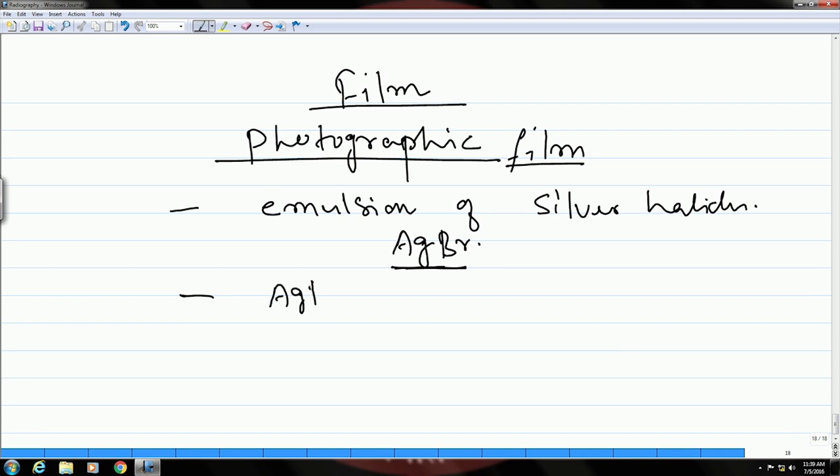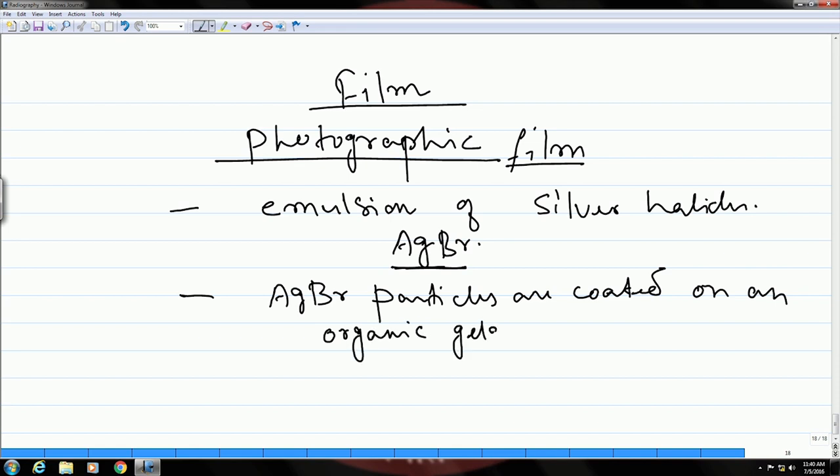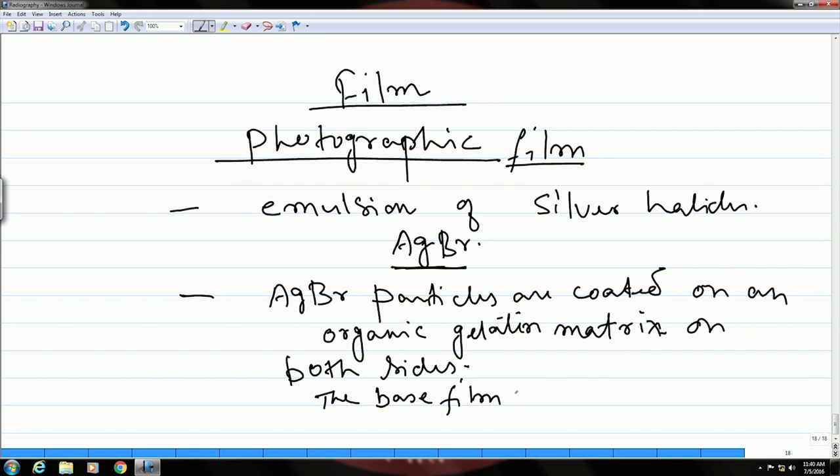So, these AgBr particles are coated over an organic gelatin matrix on both the sides. The thickness of the base film on which this emulsion is coated is around 0.2 mm and the coating thickness is 0.02 mm.